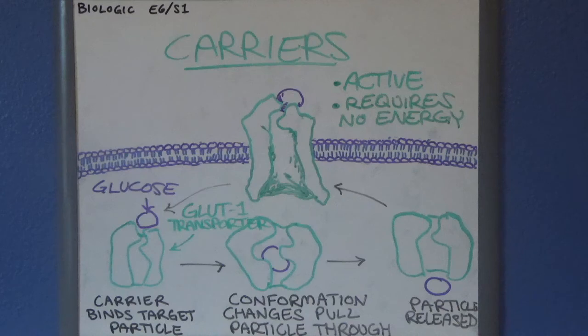In other cases, some of these carriers will bring their cargo in and let go of it, but then they won't do anything else. They'll have to bind to different ions inside the cell, change shape again, and then push those outside the cell. And then they'll need that first ligand to come and bind again to change back.